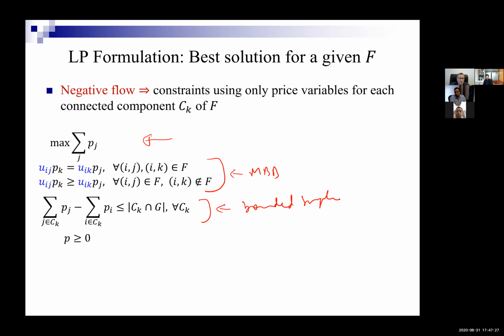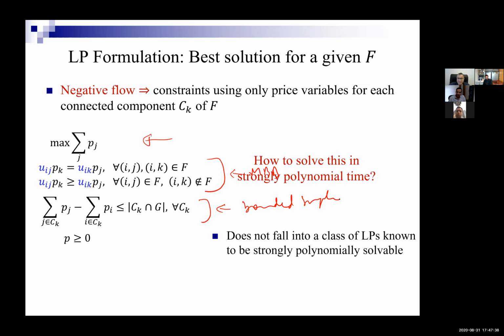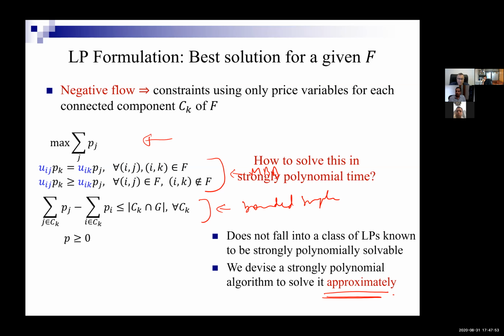Based on the previous lemmas, we get a strongly polynomial algorithm. But how do we solve this in strongly polynomial time? We don't have a strongly polynomial time LP solver, right? And this LP does not belong to the special classes of LP for which strongly polynomial time algorithms are known. So our approach is to devise a strongly polynomial algorithm to solve these kinds of LPs approximately. This approximate solution will be good enough for our purpose, because we can run the DM algorithm a little bit longer to make up for the approximation.